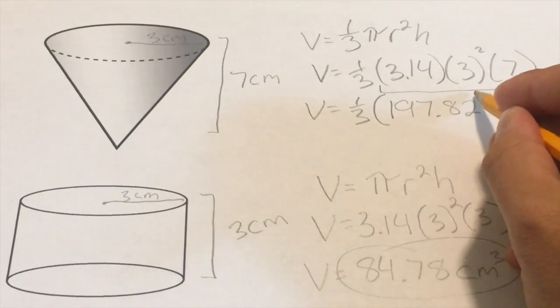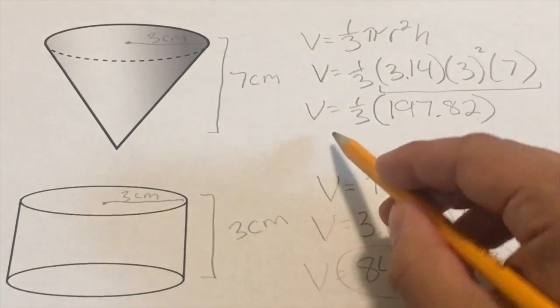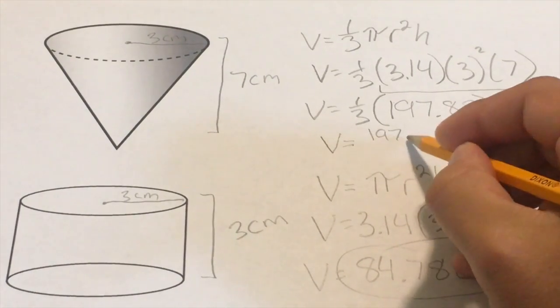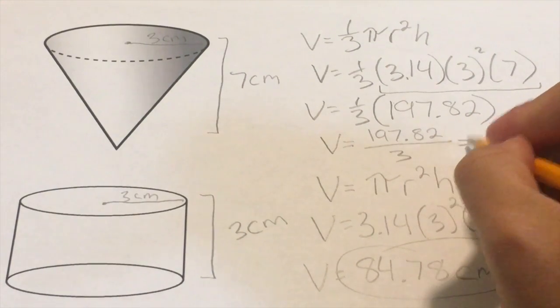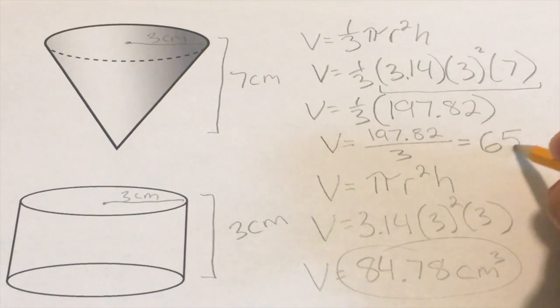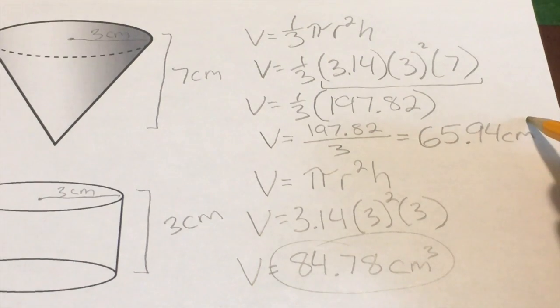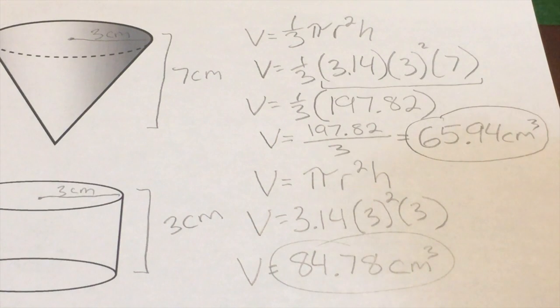197.82. Now, when I multiply a decimal by a fraction, I want you to notice that the numerator becomes that decimal, 197.82 over 3, or divided by 3. Gives you 65.94, slide it over, cubic centimeters. So, even though the cone is more than twice as tall, its volume is significantly less.